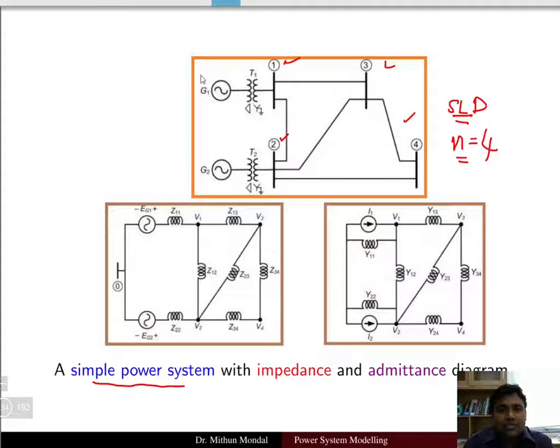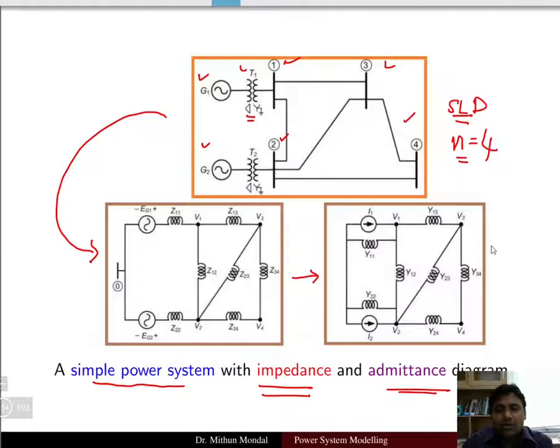We have two generators G1 and G2, which are connected with a transformer with a delta-star grounded configuration to the buses. From the single line diagram, we can first obtain the impedance diagram. We have seen the rules for how to obtain the impedance diagram. Now from the impedance diagram, we can obtain the admittance diagram.